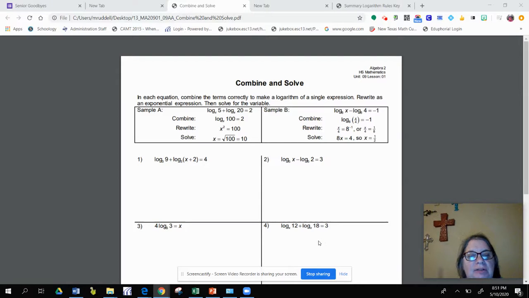Okay, here we go. It's the last week, probably, of new assignments, maybe one more next week, but this is Combine and Solve. It deals with our log properties and solving equations.